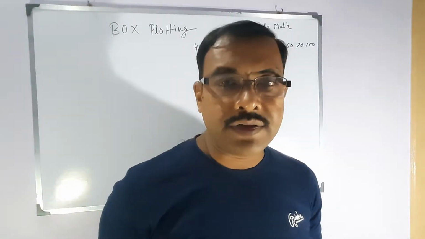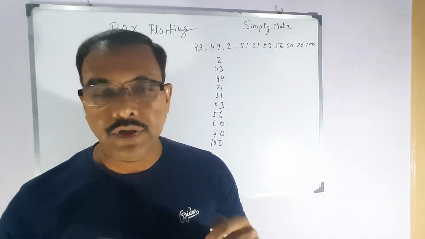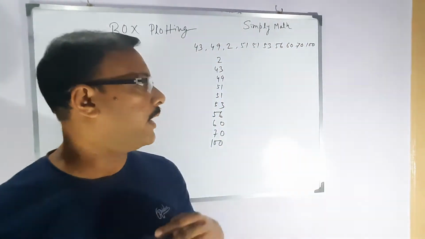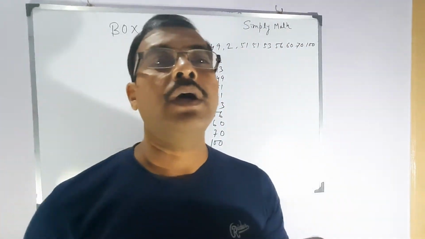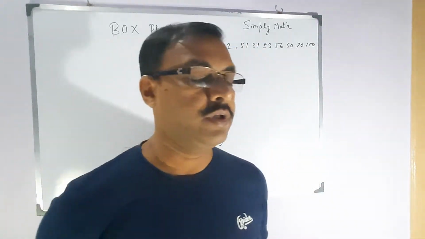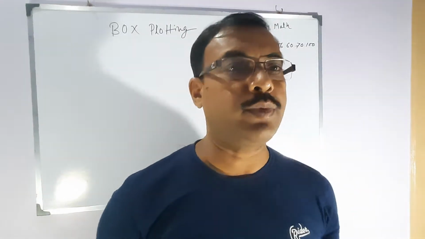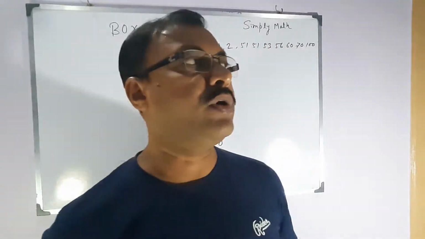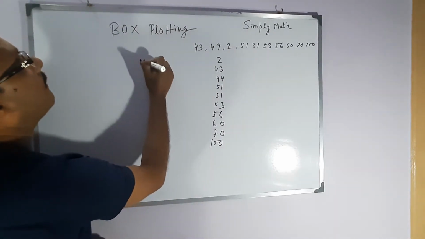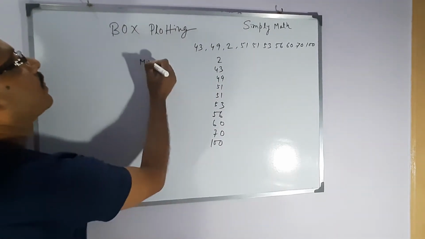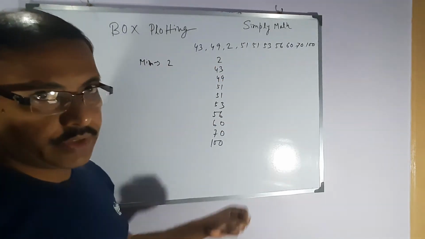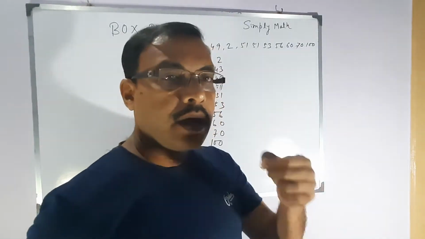To analyze the outlier in data science or data analytics, I have to measure five data points. What are those five data points? The first data point is the minimum value. The minimum value here is 2. And the second data point is the maximum value.